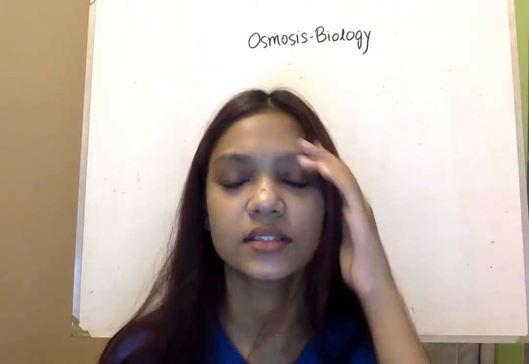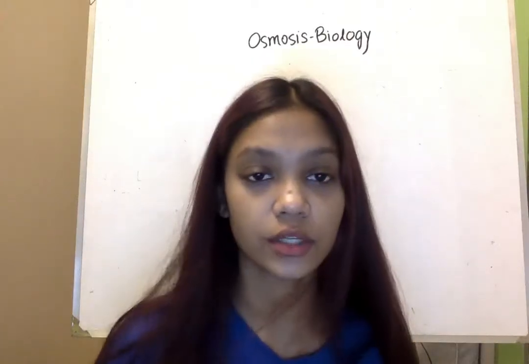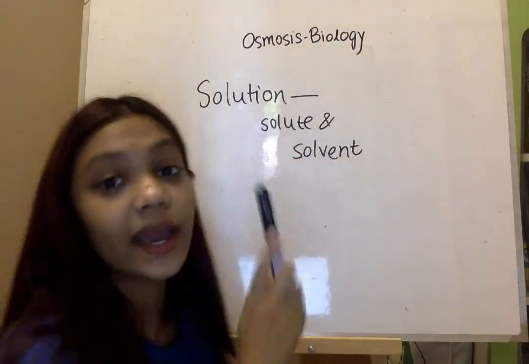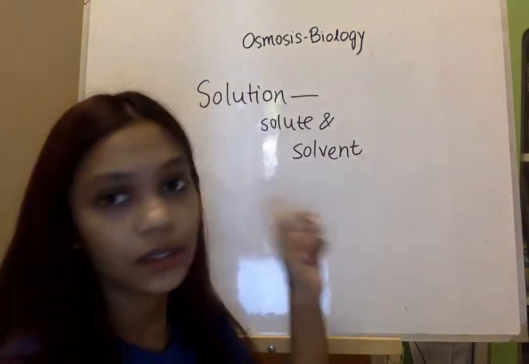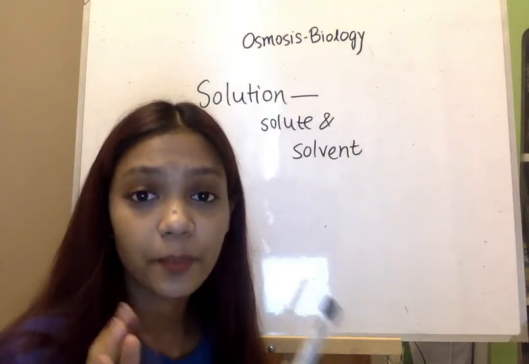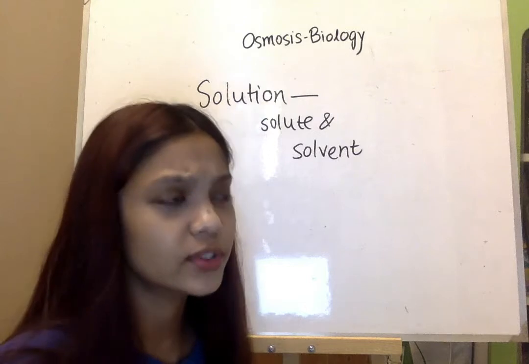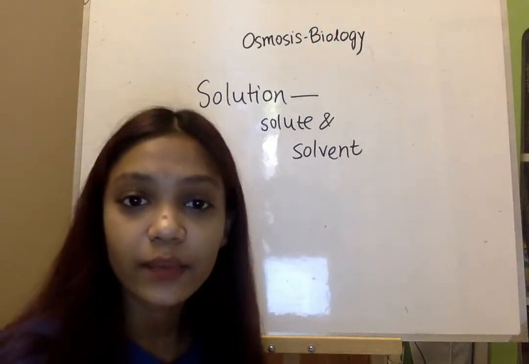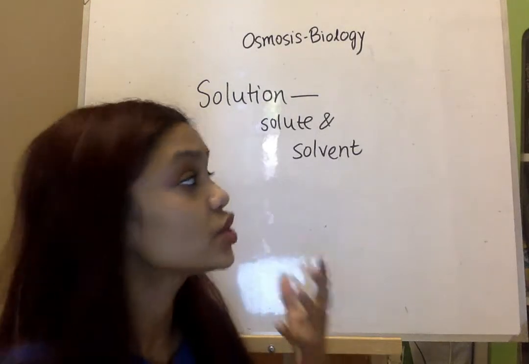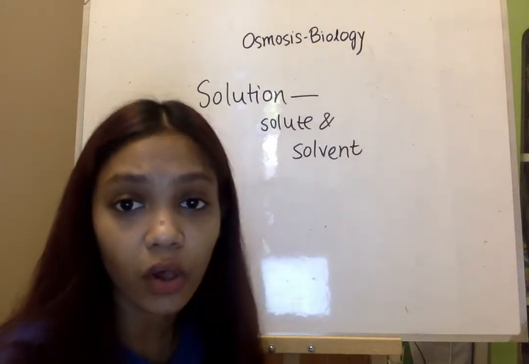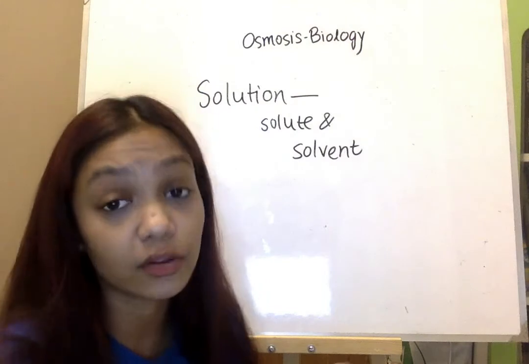So first let's talk about what is a solution. A solution is made up of a solute and a solvent. What is a solute? A solute is a particle that is dissolved in the solvent, and solutes may be solids, liquids, or gases. And a solvent is the medium in which a solute is dissolved. Usually it's a liquid or it may also be a gas.